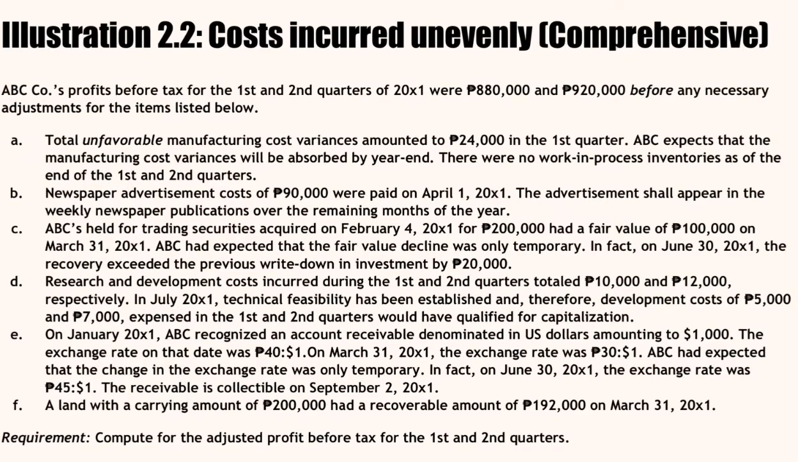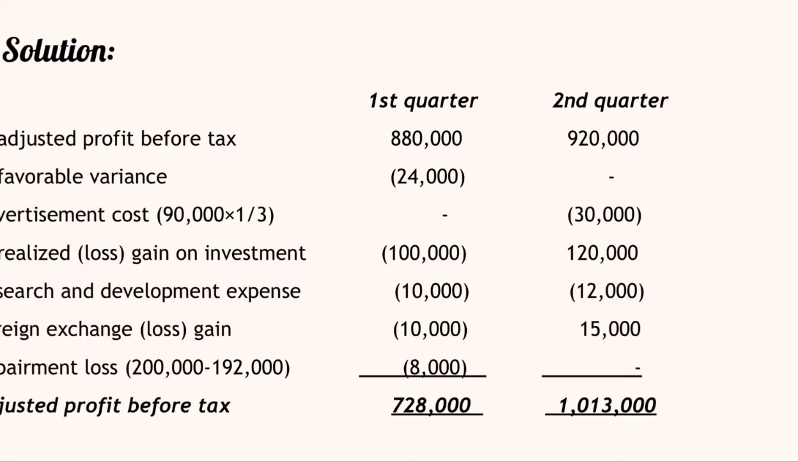The requirement is to compute for the adjusted profit before tax for the first and second quarters. An adjusted profit before tax of 880,000 for first quarter and 920,000 for second quarter. Unfavorable variance of negative 24,000 for first quarter, and there is no unfavorable variance for second quarter. There is no advertisement cost for the first quarter and negative 30,000 for the second quarter. Unrealized loss on investment of 100,000 for first quarter and unrealized gain on investment of 120,000 for the second quarter.